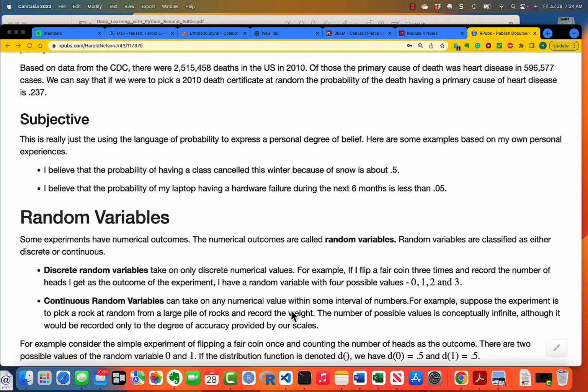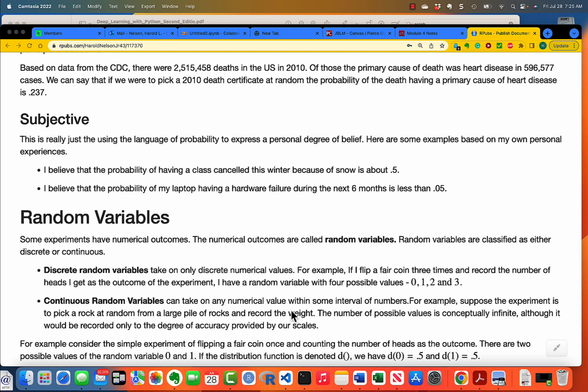So now we turn to something more theoretical. Random variables. What is a random variable? In the case of a random variable, you've got an experiment with numerical outcomes, and the numerical outcomes are called random variables. And you classify random variables as either discrete or continuous, and there are very different ways of handling these two types of random variables.